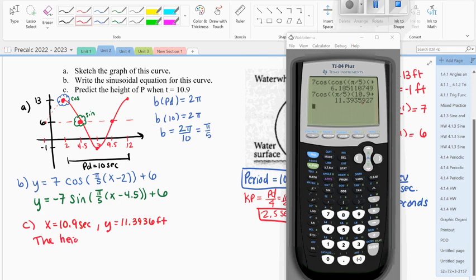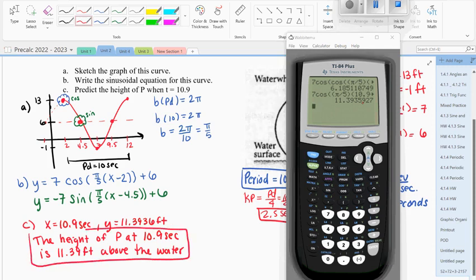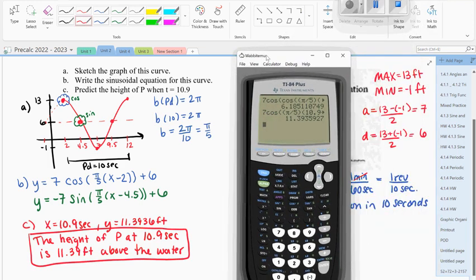So the height of P at 10.9 seconds is 11.39 feet. And of course, that's above the water. Remember, that means we're outside the water. It's positive. And so that then is it.